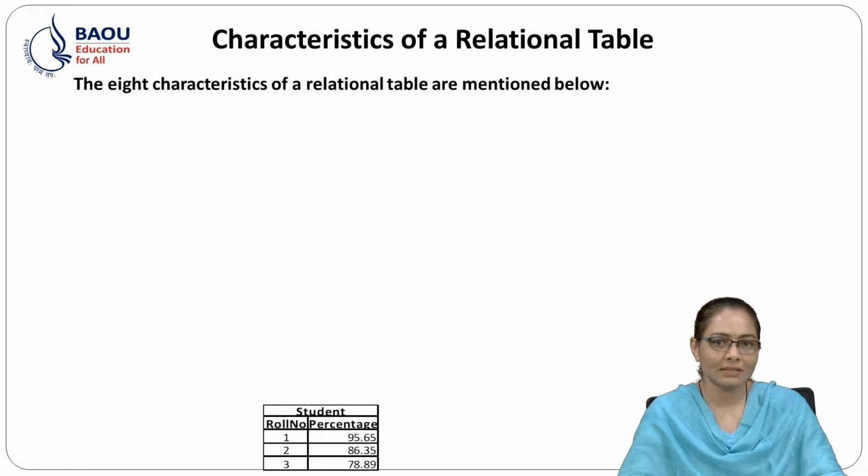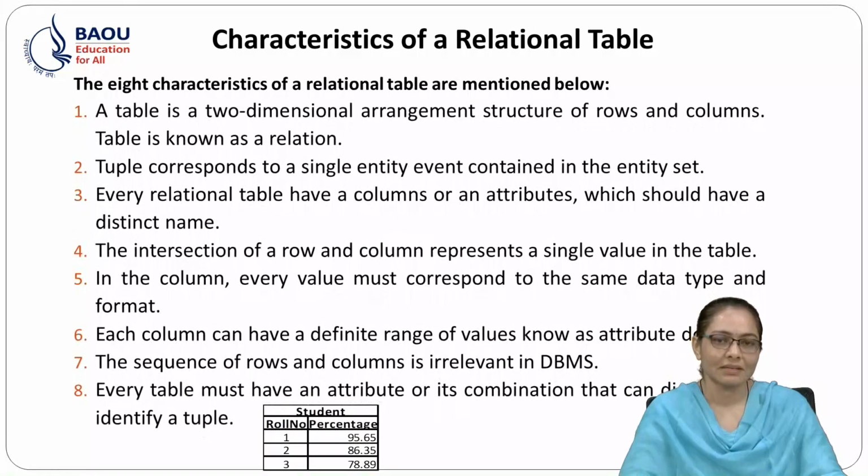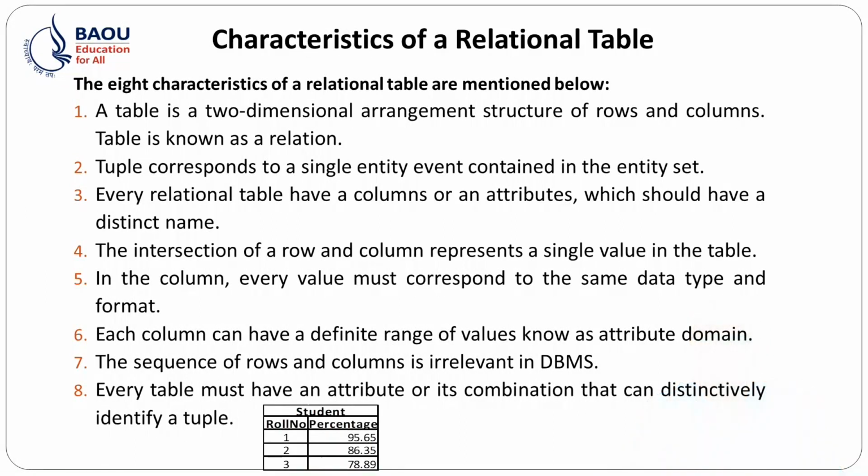The first one is the table is a two-dimensional structure of rows and columns. The table is also known as a relation. Simply, a table is a combination of rows and columns. Like in the figure, the student table has 2 columns and 3 rows.